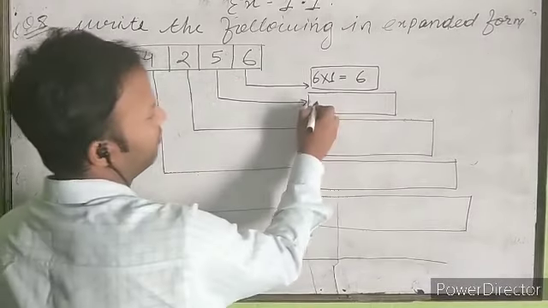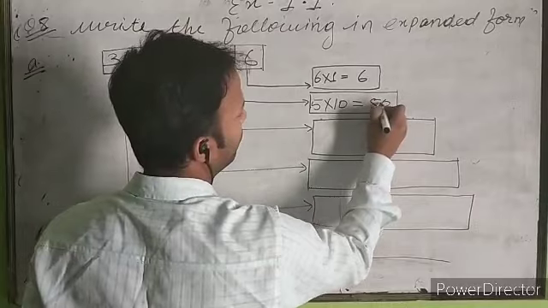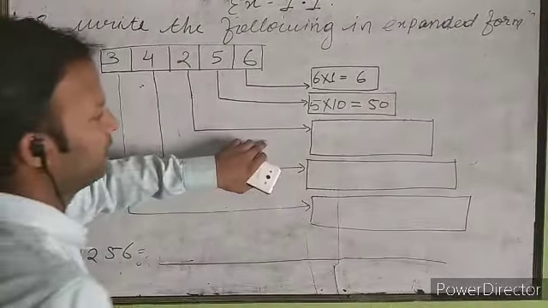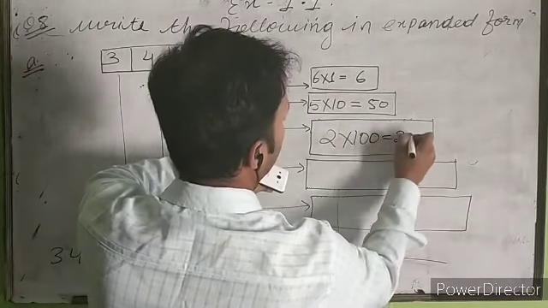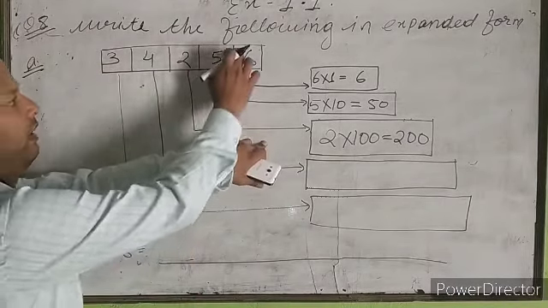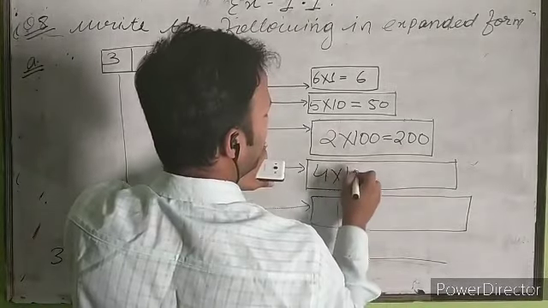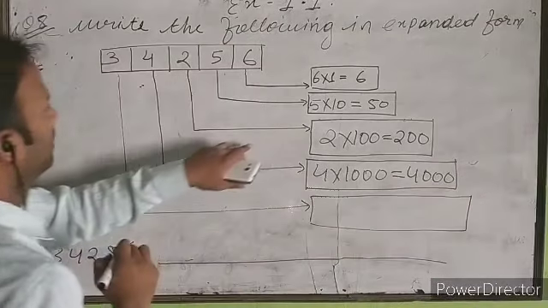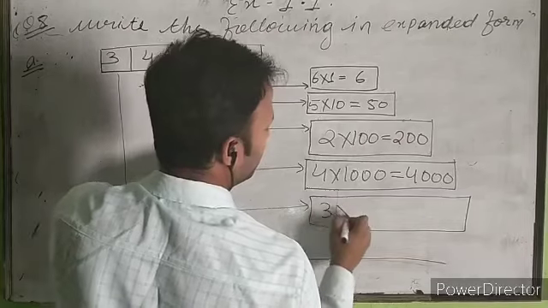Tens. 5 into 10 equals 50. Now 2 is in the 100s place, so you can write 2 into 100 equals 200. Similarly 4 is in the 1,000s place: ones, tens, 100, 1,000. So 4 into 1,000, you can write 4,000. Now 10,000: 3 into 10,000.